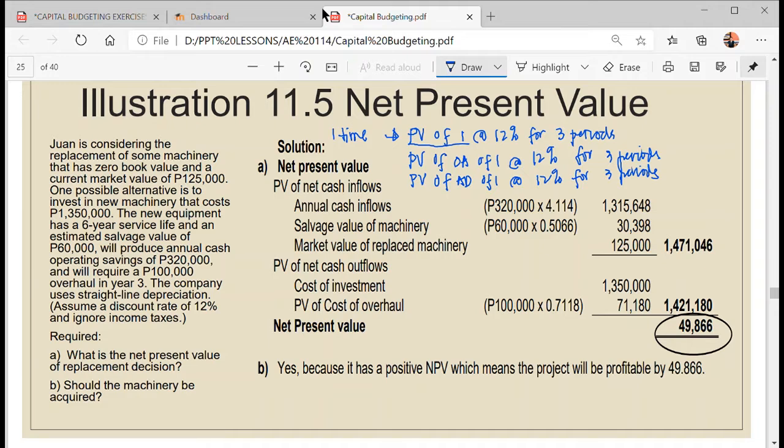Pero kung naa kay regular nga ma-receive or regular nga payments, so regular cash outflows or cash inflows, ang pasabot sa regular, naa siya uniform. Uniform nga madawat nga pari-parihas. So for example, moingon sa problem nga ang annual cash inflows kay 10,000 every year. So kung every year na siya the same amount, you're going to use ordinary annuity.